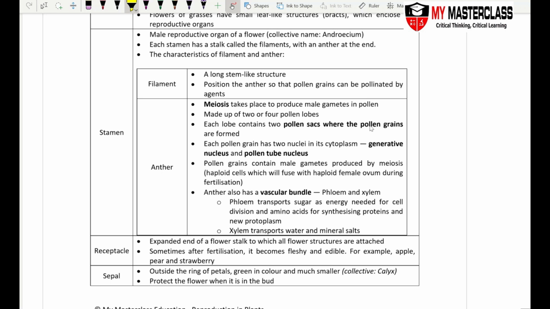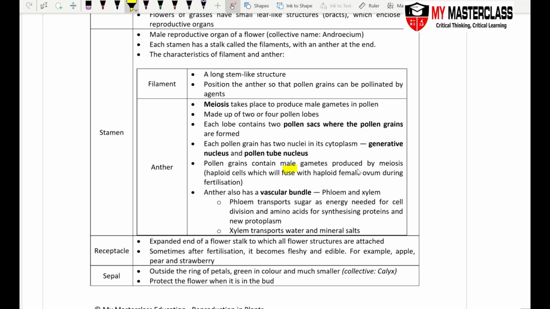So each pollen grain has two nuclei, plural. So these two nuclei, when you break it up, are the generative nucleus and the pollen tube nucleus. Okay, so haploid cells from the male gametes, same thing, fuse with the haploid female ovum during fertilization.